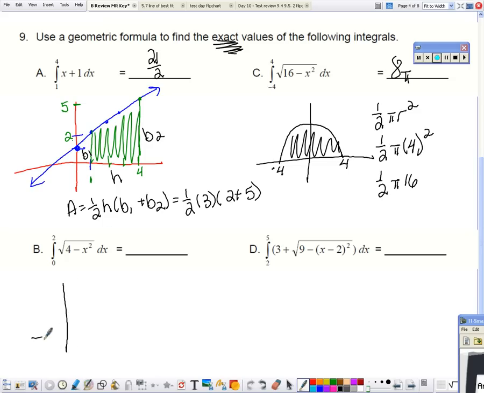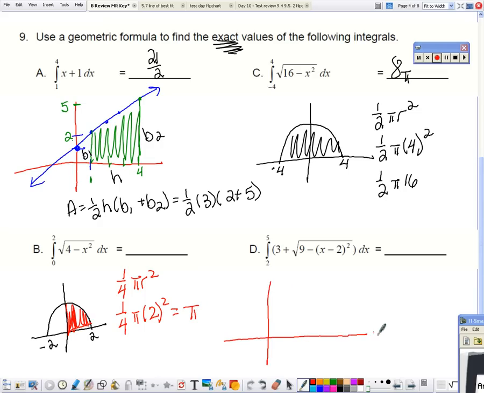So drawing B, it's going to give me a semicircle again from -2 to 2. But I want the area only from 0 to 2. So that's from here over. So that's a quarter circle. And in this case, the radius is 2. So my area is pi.